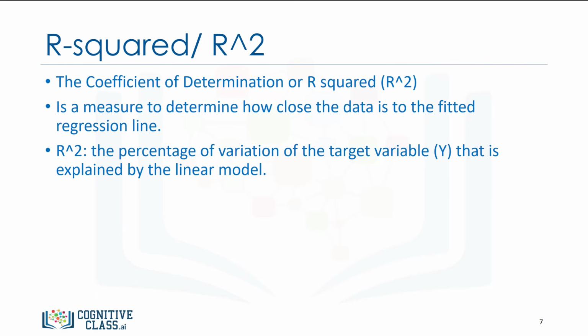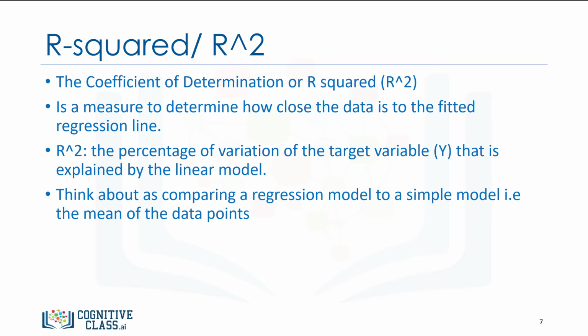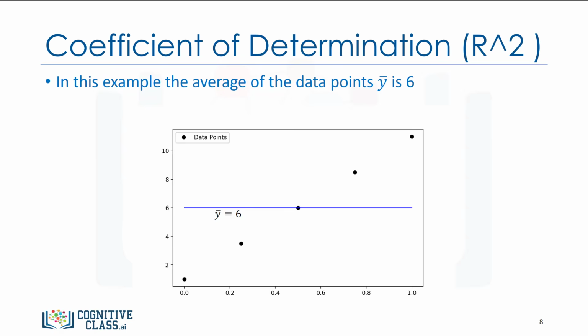R-squared is also called the coefficient of determination. It's a measure to determine how close the data is to the fitted regression line. So how close is our actual data to our estimated model? Think about it as comparing a regression model to a simple model, i.e. the mean of the data points. If the variable x is a good predictor, our model should perform much better than just the mean. In this example, the average of the data points y bar is 6.